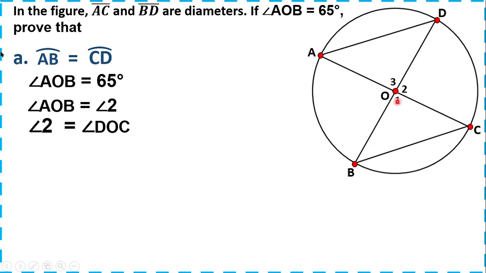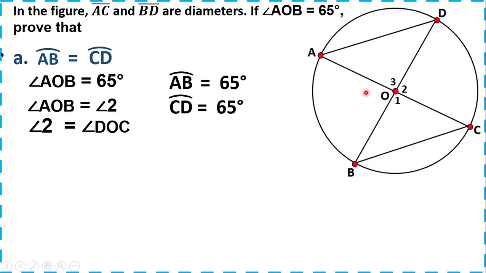Angle 2, or angle DOC, is intercepted by arc DC, or arc CD. Angle AOB is intercepted by arc AB. So, arc AB is 65 degrees. Why 65 degrees? Because arc AB intercepts angle AOB, and angle AOB is 65 degrees and is a central angle. So, the arc that intercepts a central angle has the same measure as the angle.